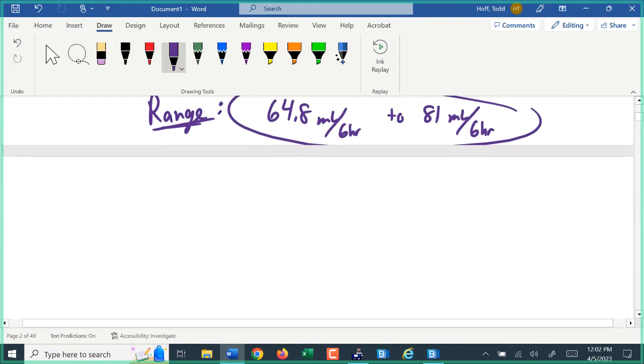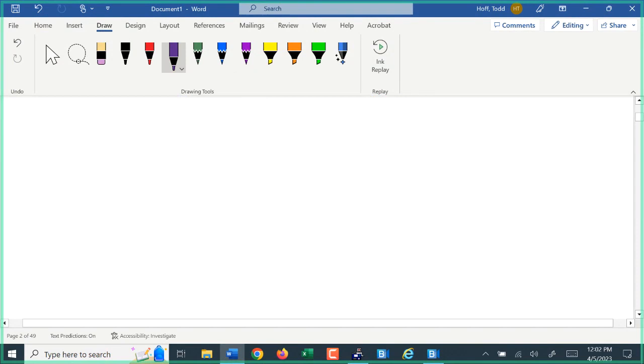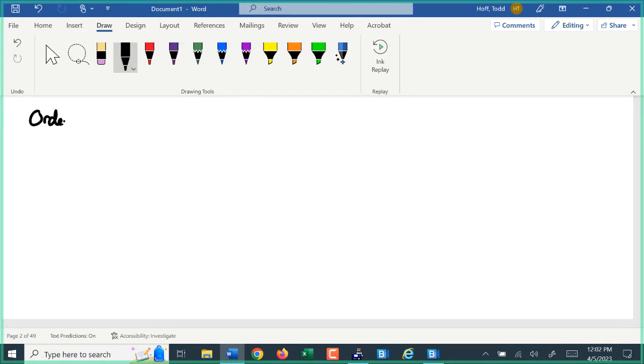Now that we've seen a few examples of that calculation, I'm going to have you try one in your notes quick. So we're going to have our order to administer the recommended dose.